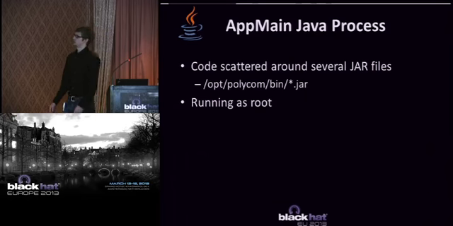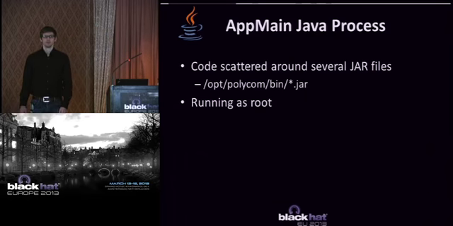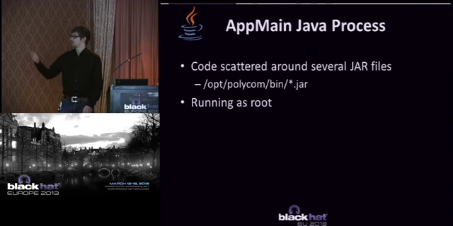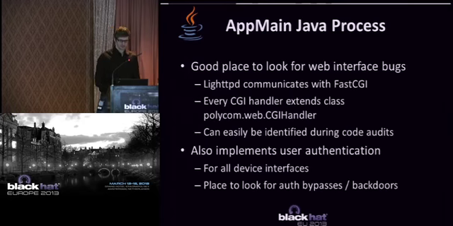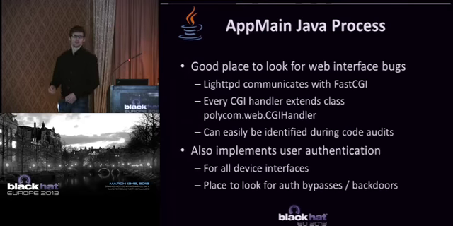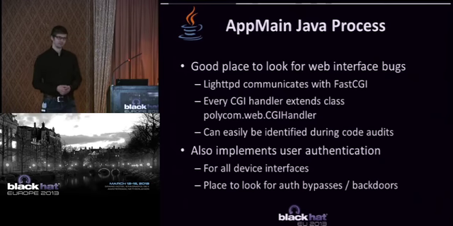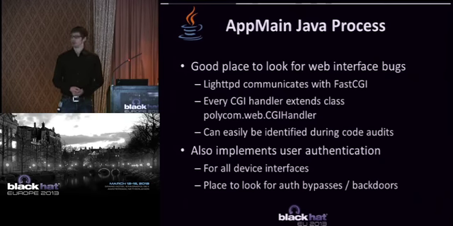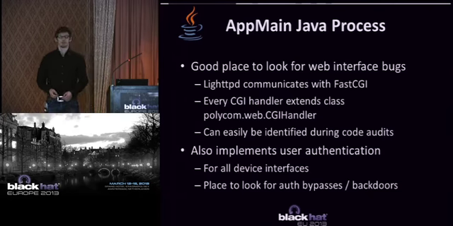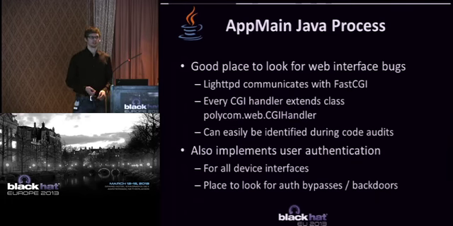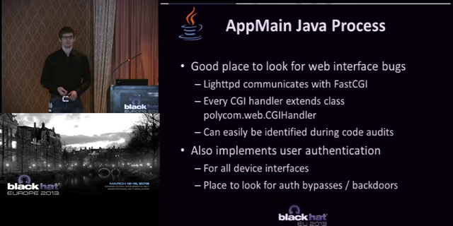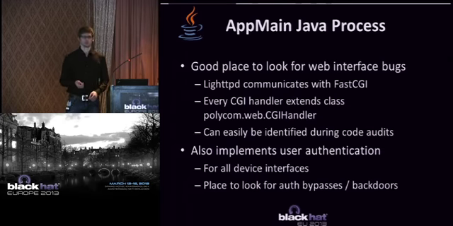So the first process, the app main Java process, all the jar files can be found in the Polycom bin directory. And of course, this process is running as root. And this one is actually a good place if you are looking for bugs in the web interface and you don't want to do only black box testing. You can basically decompile those Java classes and take a look there, because the web interface makes use of the lighttpd server with FastCGI, and all the CGI handlers are basically implementing the Polycom web CGI handler class. So it's pretty easy to actually find the code you are looking for.